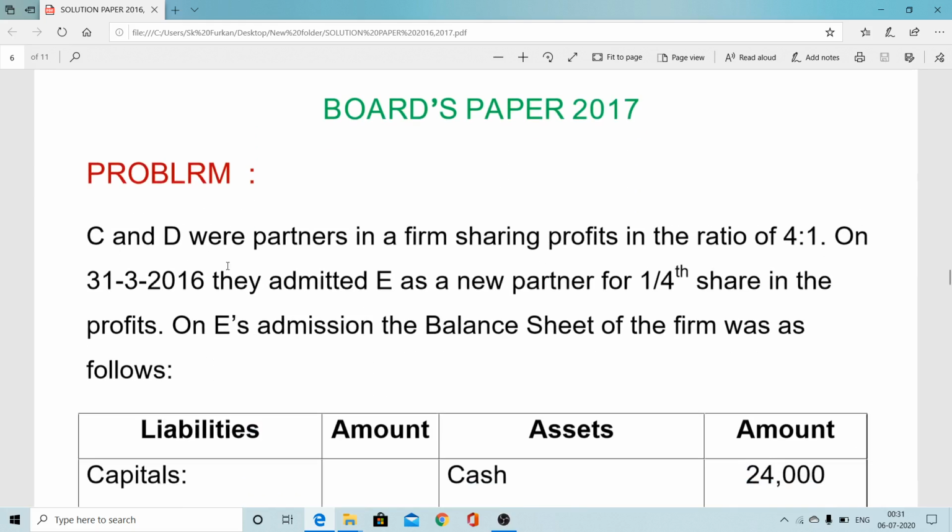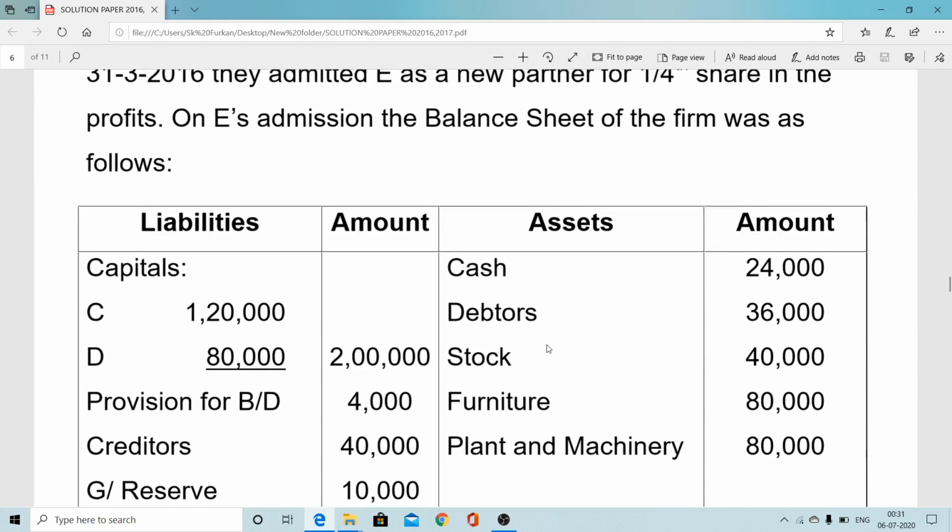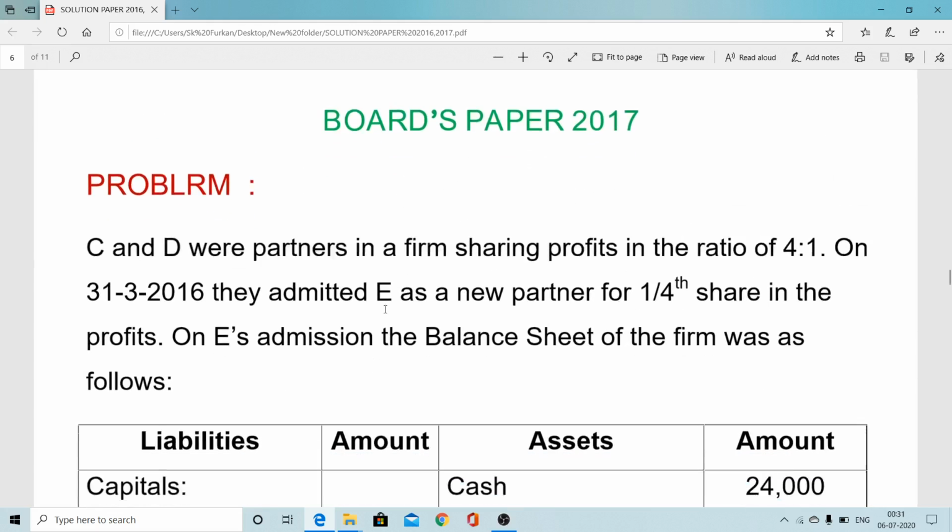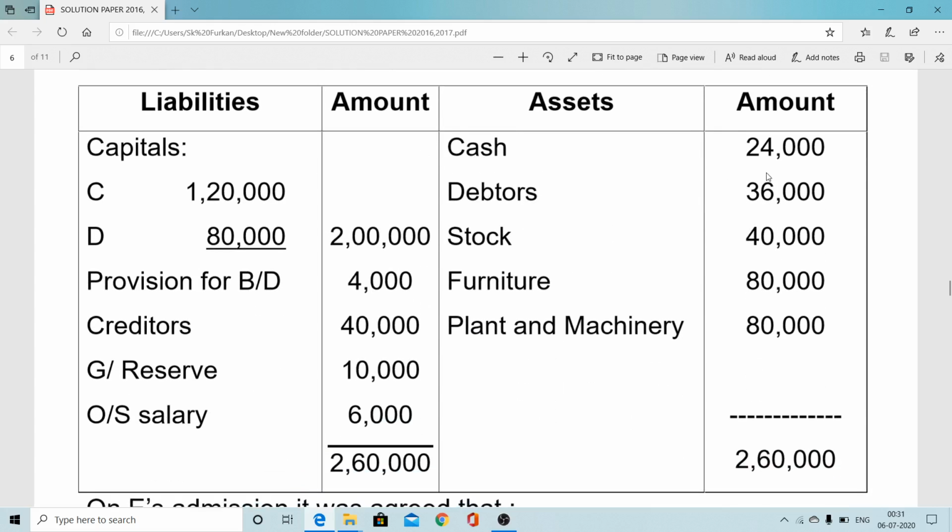C and D are partners in the ratio 4:1; that is their old ratio, 4/5 and 1/5. They admitted E as a new partner for 1/4 share. So the share of profit is provided in this question: the incoming partner's share of profit is 1/4. On the date of admission, the financial position of C and D was as below. Cash balance 24,000, debtors 36,000, stock 40,000, furniture 80,000, plant and machinery 80,000, C's capital 1,20,000, D's capital 80,000, provision for doubtful debt 4,000.